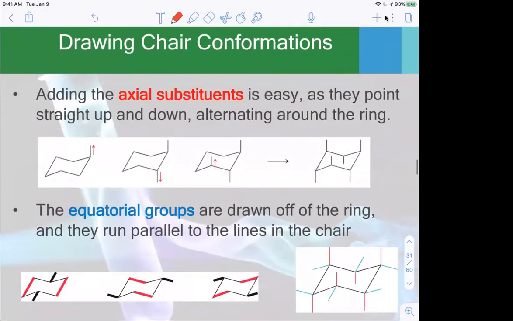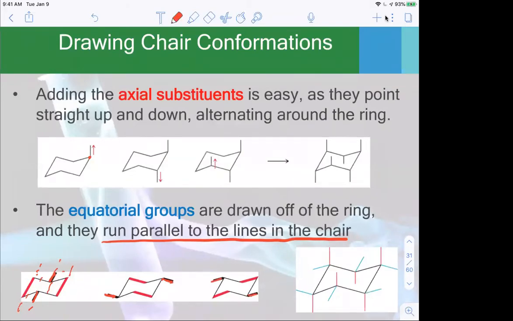So to add the axial substituents, I start at the corners and I literally go up, down, up, down, up, down as I go around the ring. The equatorial groups are harder, but they run parallel to the lines in the chair. So this equatorial is going to go up. This equatorial is up. This equatorial is down. This equatorial is down. But do you see how they're running parallel to those parallel lines on the chair?